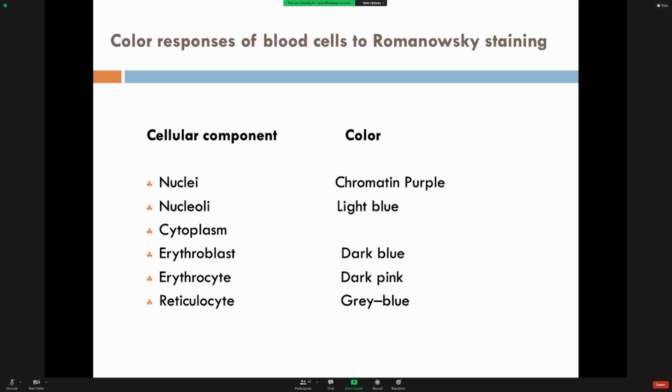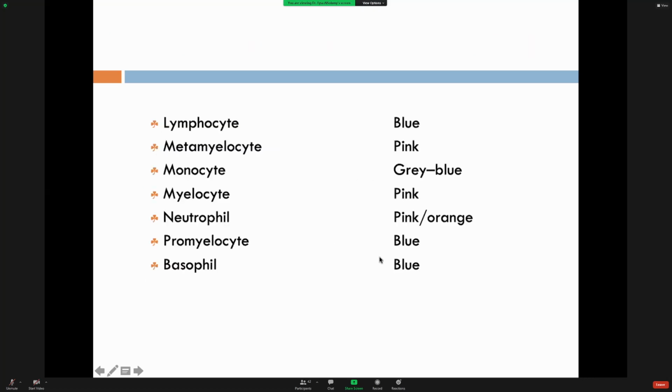The color response of blood cells to the staining: usually the nucleoli are light blue and the nucleus, usually chromatin, is purple color. الcytoplasm depends. إذا كانت الإريثروبلاست dark blue، في الإريثروسايتس usually dark pink، وفي الريتكس count usually gray blue. دائما الريتكس counts زي ما قلت لكم، الريتكس أو الريتيكولوسايت دائما تكون polychromasia. هذا الاسم جاي من purple color هو ما بين الجراي والبلو. الإريثروسايت usually dark pink cytoplasm والإريثروبلاست usually تكون dark blue. غير مطالبين بحفظ الألوان بس مهم جدا تعرفون إنه this is a different colors for each one.